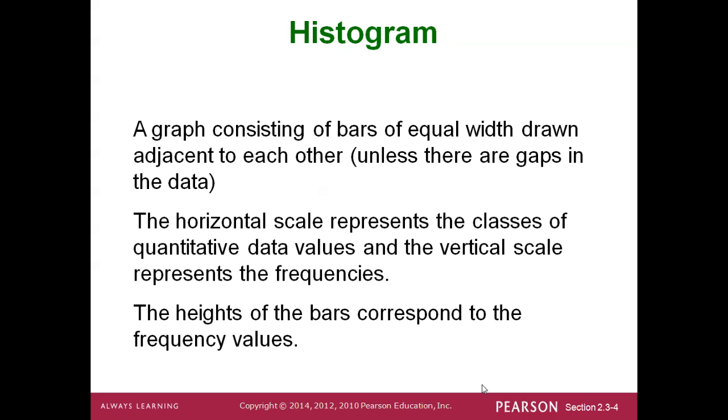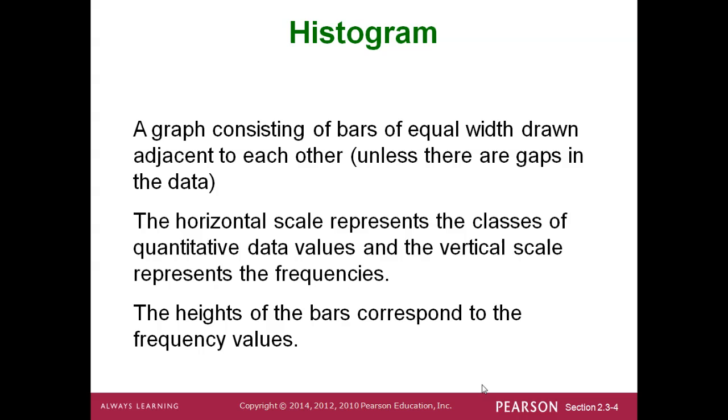A histogram is sometimes confused with a bar graph because they look almost the same. The bars are of equal width, drawn adjacent to one another, unless there are gaps in the data. If there are gaps in the data, what is one of the things we need to look for? Populations. It could be different populations, which are different sets of data. So there could be more than one population in there.